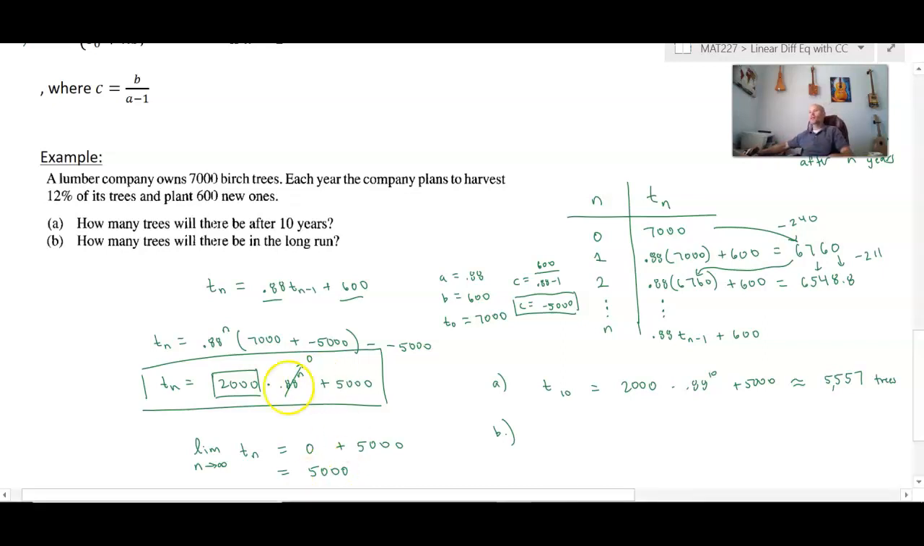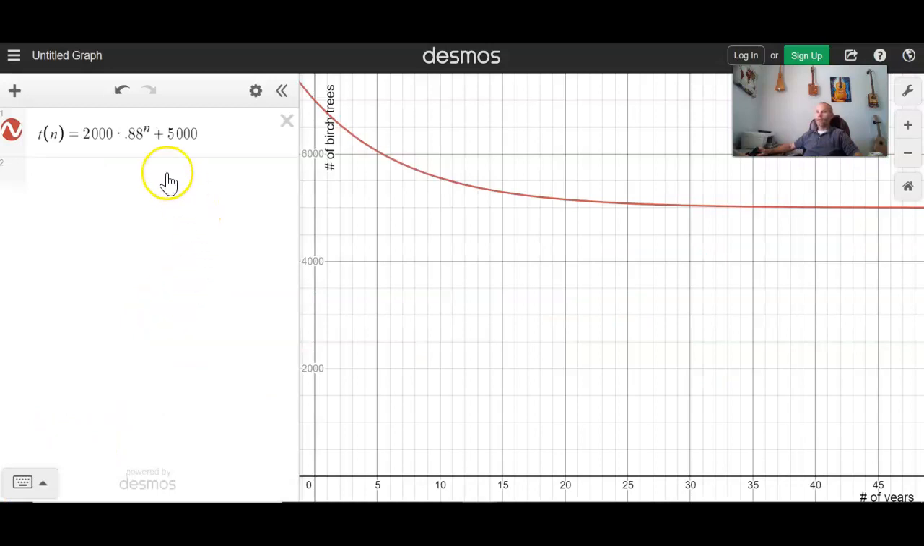Now, let's go ahead and look at this relation in technology and see that this does actually hold true. So here I've just plotted T of n, could use x instead of n. T of n equals 2000 times 0.88 to the n plus 5,000. There's our initial condition satisfied, time 0, 7,000 birch trees. Along the vertical axis we have the number of birch trees. Along the horizontal axis we have the number of years. And we see that the number of trees is dropping. We can see at time 1 year there are those 6,760 birch trees.